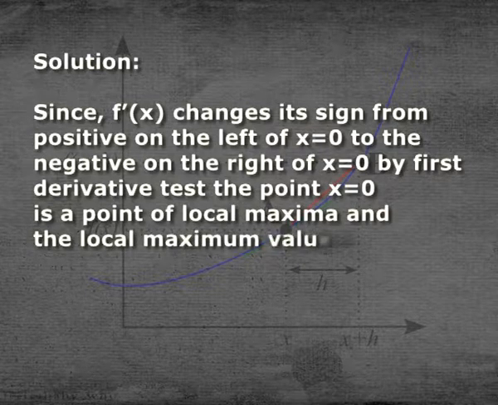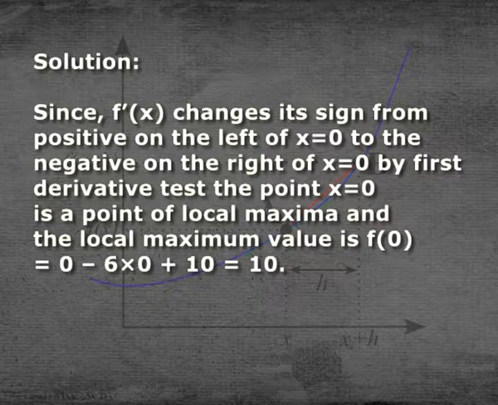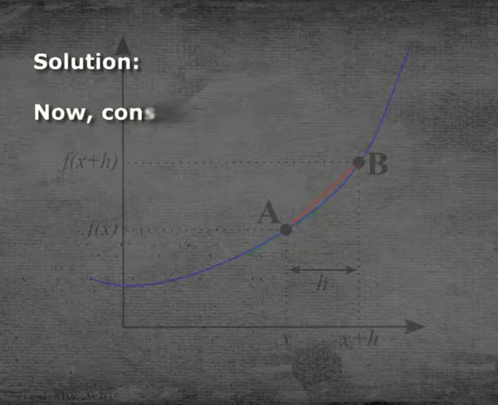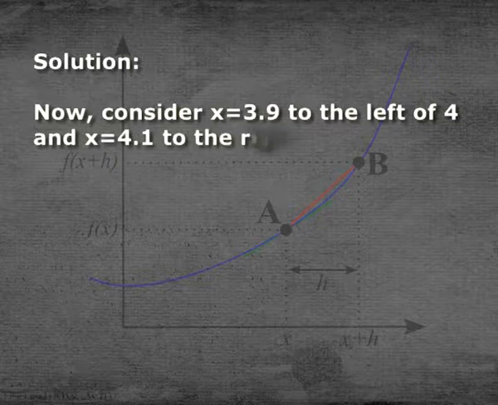And the local maximum value will be f of 0, that is equal to 0 minus 6 into 0 plus 10, that will finally come as 10. Now consider x equals 3.9 to the left of 4 and x equals 4.1 to the right of 4.